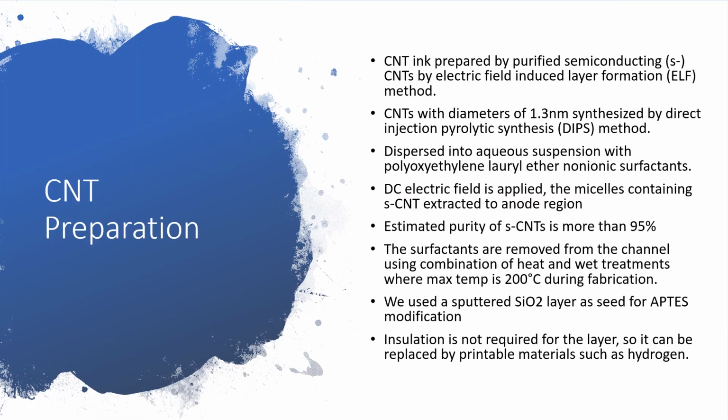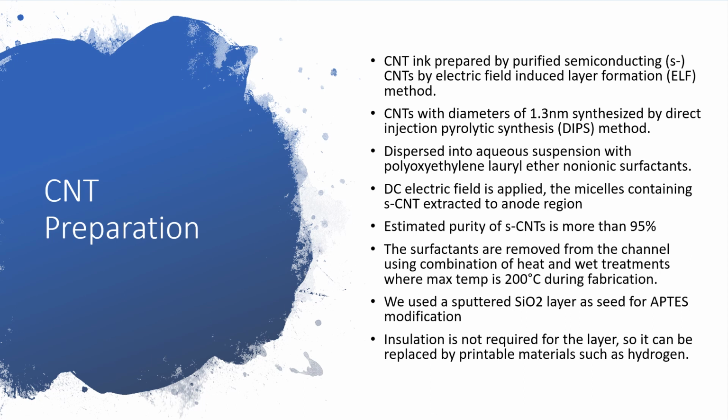CNT preparation. CNT ink was prepared by purifying semiconducting CNTs by the electric field induced layer formation method. First, the CNTs with diameter of 1.3 nanometer were synthesized by the direct injection pyrolytic synthesis method and dispersed into an aqueous suspension with polyoxyethylene lauryl ether non-ionic surfactants. After applying a direct current electric field, the micelles containing the semiconducting CNTs were extracted to the anode region. The estimated purity of SCNTs was more than 95%.